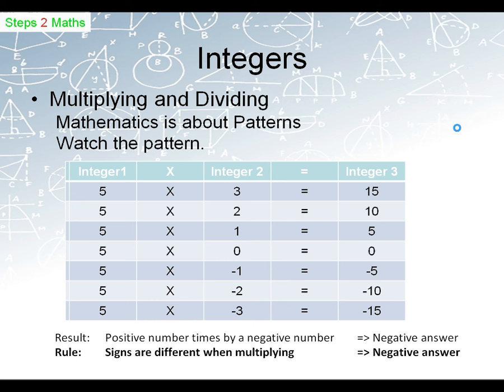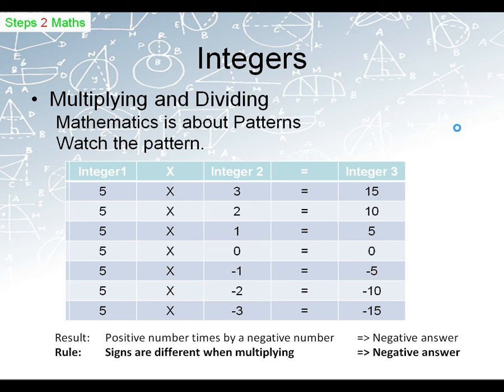As I told you before, at the start of secondary school maths, we're going to be looking a lot more at patterns. Mathematics is about patterns. Watch the pattern, you can figure things out. So let's have a table of values. We're looking at the 5 times tables, but instead of counting up like we normally do, we're going to start at 3 and start counting down and see what the result is and look at the pattern.